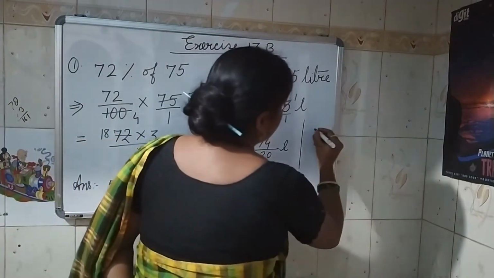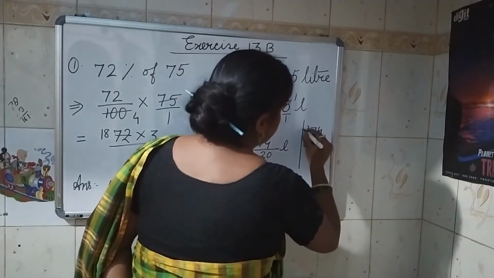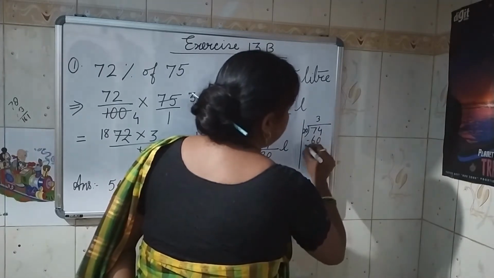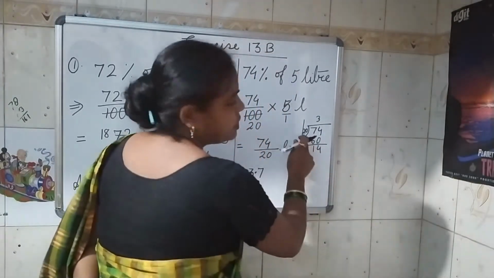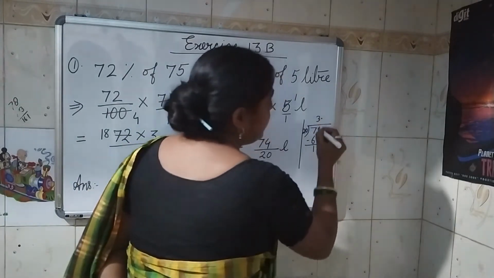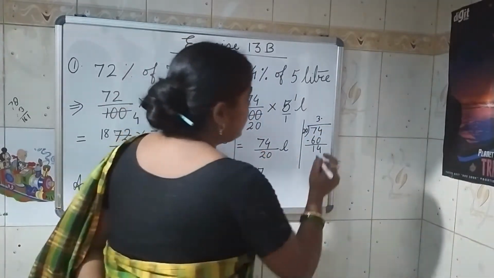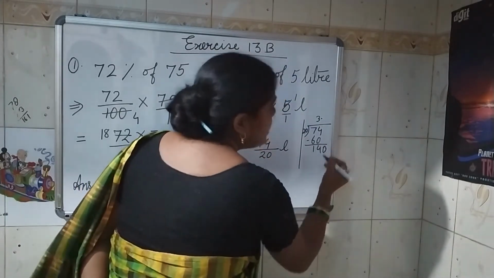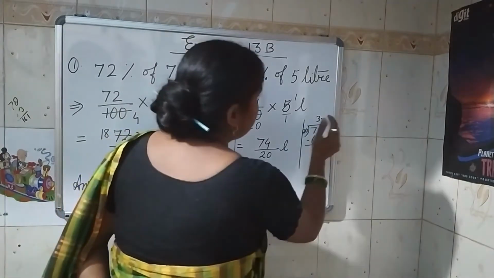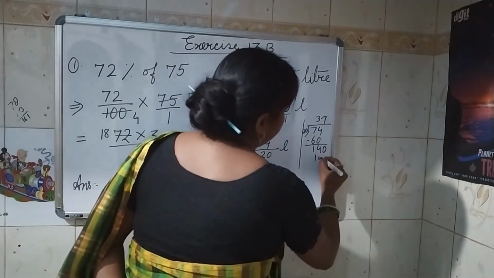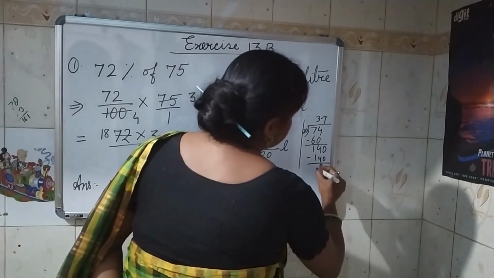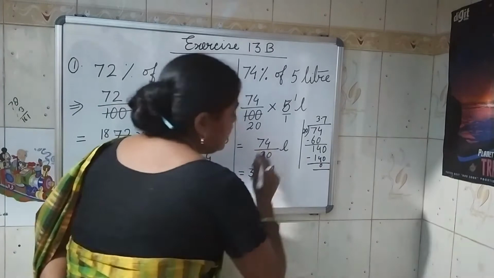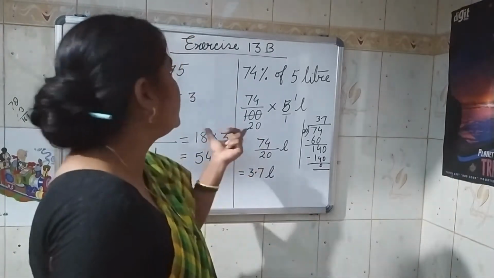You can do it here also. 74 divided by 20. 20 threes are 60, minus, this is 14. 14 is not divisible by 20, so we will put a decimal here. Division of decimals, you have studied it. When we put the decimal, it means we are adding a 0 here. So 20 sevens are 140, and this is 0. So the answer is 3.7 liter. Clear?